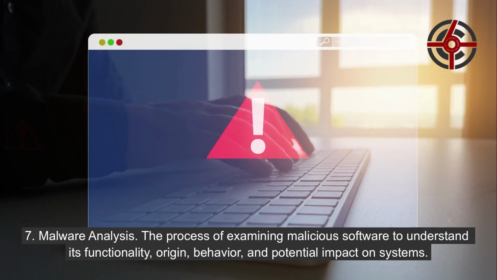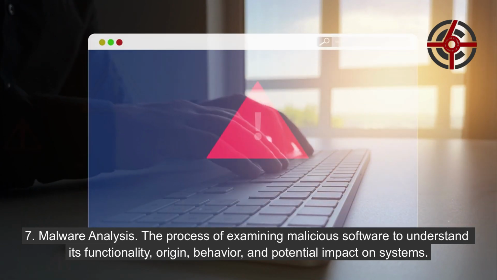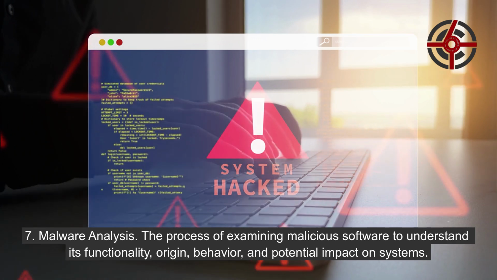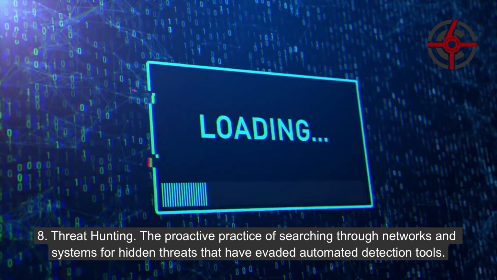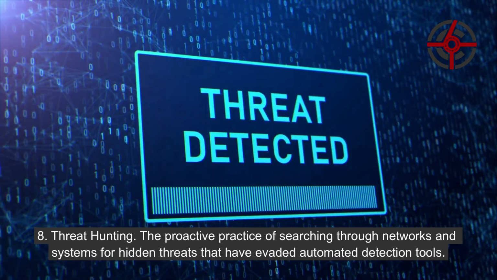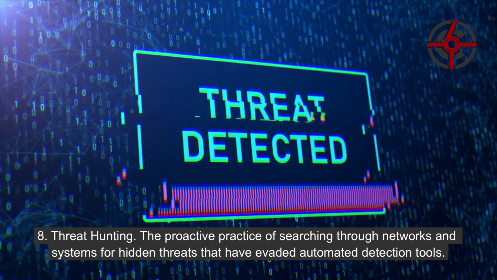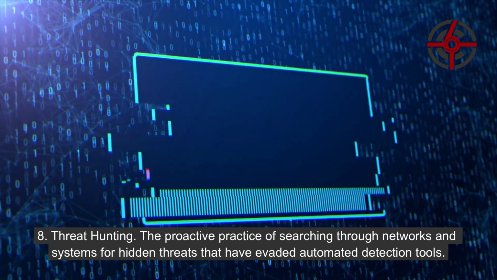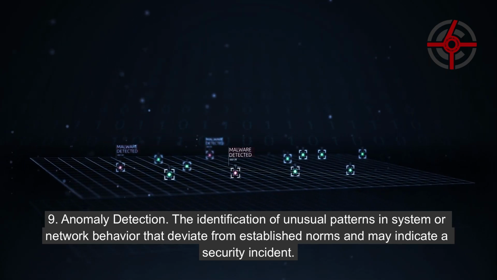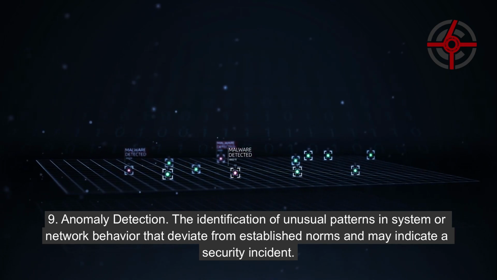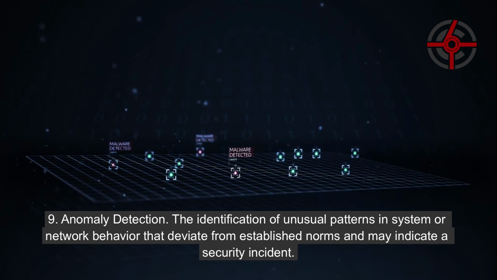7. Malware analysis. The process of examining malicious software to understand its functionality, origin, behavior, and potential impact on systems. 8. Threat hunting. The proactive practice of searching through networks and systems for hidden threats that have evaded automated detection tools. 9. Anomaly detection. The identification of unusual patterns in system or network behavior that deviate from established norms and may indicate a security incident.